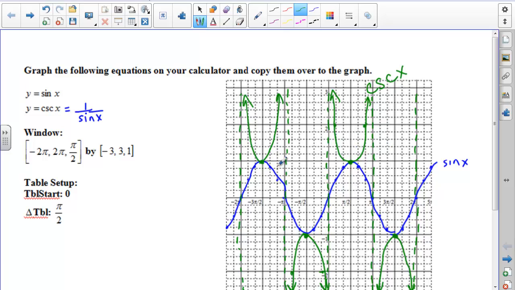So there are our 2 graphs. If you want, you can look at the table on your graph and in your calculator and so forth. But let's talk real quickly about domains and ranges.